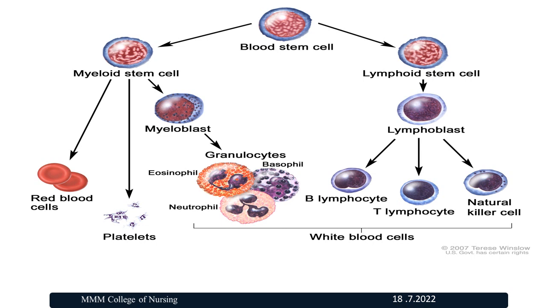This is the normal pathophysiology and production of the cells. The blood stem cells are divided into myeloid stem cells and lymphoid stem cells. The lymphoid stem cells become a lymphoblast, which is divided into B lymphocytes, T lymphocytes and natural killer cells, and later become white blood cells. Here the myeloid stem cells become a myeloblast, red blood cells and platelets, and also act as white blood cells.